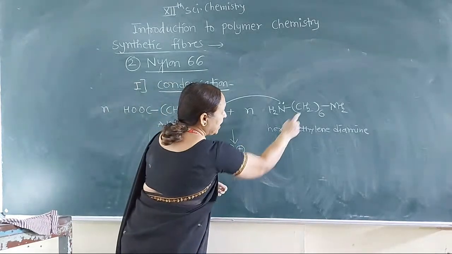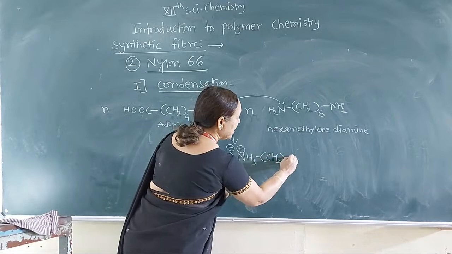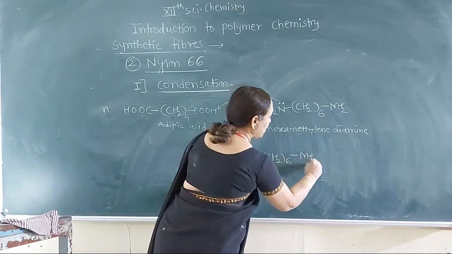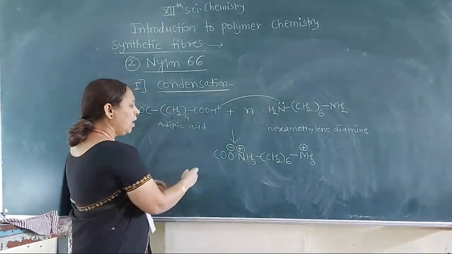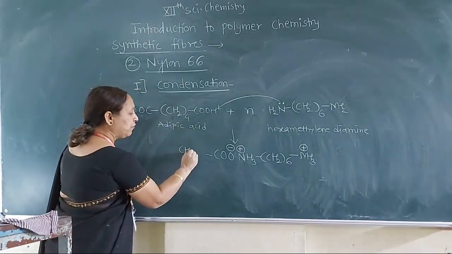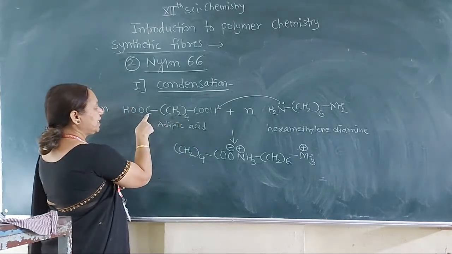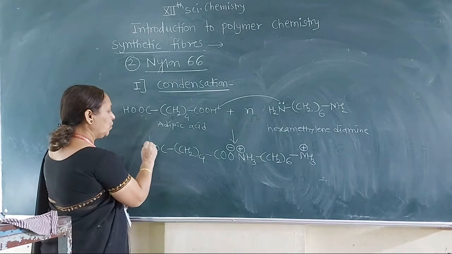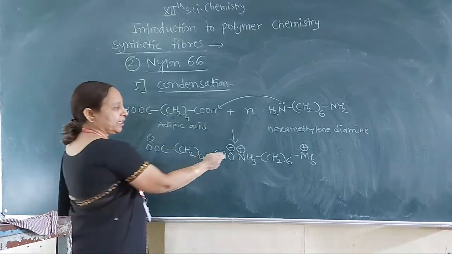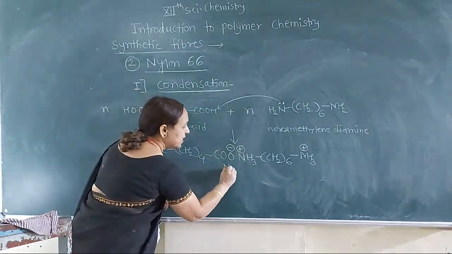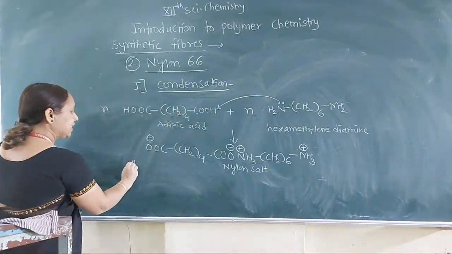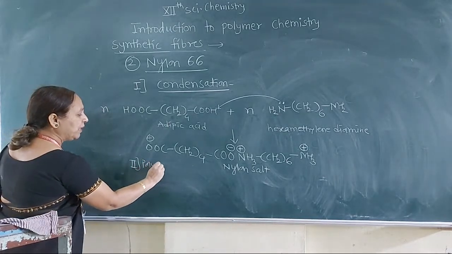On this side, CH2 remains as it is, and this NH2 takes a proton to form NH3 plus. On this side, COO minus, this carbon is linked with 4 methylene groups, COO minus. As when these two molecules are joined together, these charges are developed, and thus nylon salt is formed.